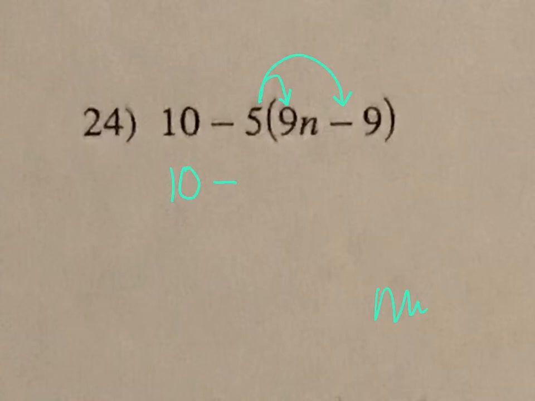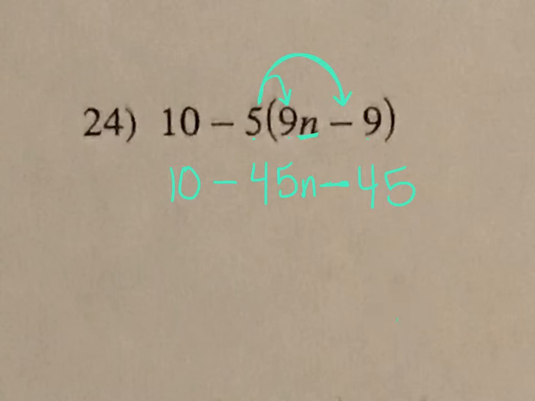So 5 times 9 is 45, and then that one had a variable, so I'm going to bring it with that number. 5 times negative 9 is negative 45. So I'm going to write minus 45. Okay, because I multiplied this times this, and then this times this. So this is my new expression I'm looking at.